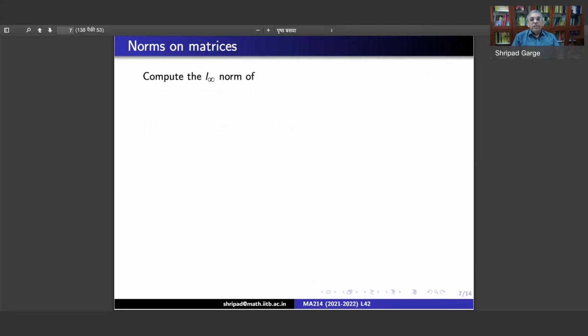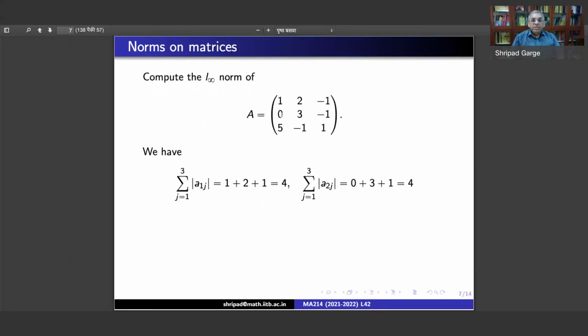For instance, suppose we start with a matrix given this way: 1, 2, minus 1, 0, 3, minus 1, and 5, minus 1, 1. And we want to compute the L infinity norm. So we start with the first row: 1, 2, minus 1, and the modulus will give you 1 plus 2 plus 1, which is 4. The second will be 0 plus 3 plus 1, which is 4. And the third is 5 plus 1 plus 1, that is 7. So the maximum among 4, 4 and 7 is 7.